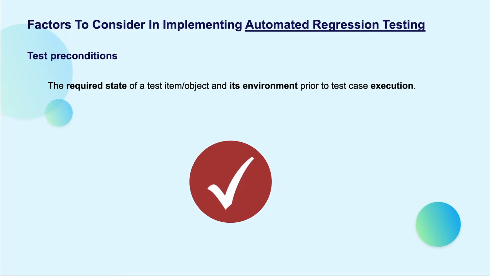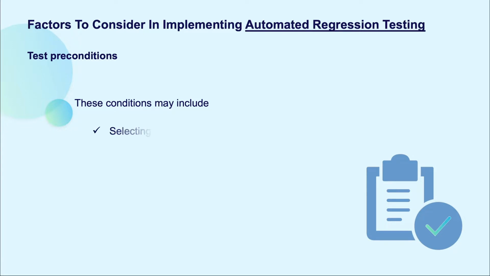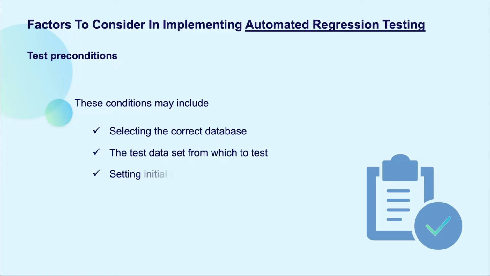Most of the time, a test cannot be executed properly without setting an initial condition stage. These conditions may include selecting the correct database, the test dataset, and even setting up initial values or parameters. Many of these initialization steps required to establish a test precondition can be automated, allowing for a more reliable and dependable solution. As regression tests are converted to automation, these preconditions also need to be a part of the automation process.